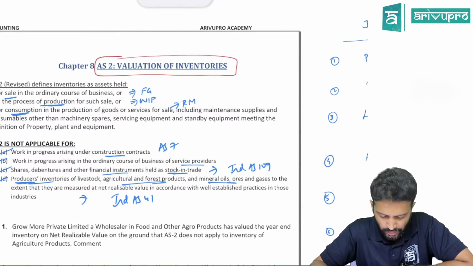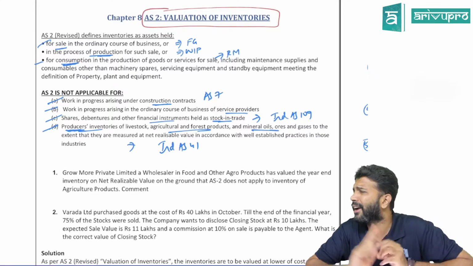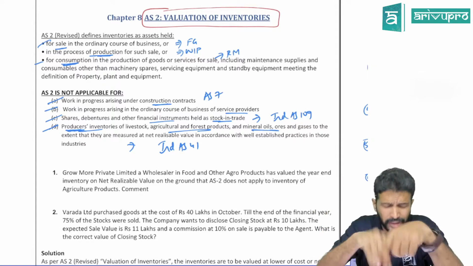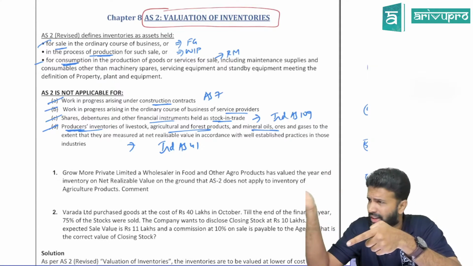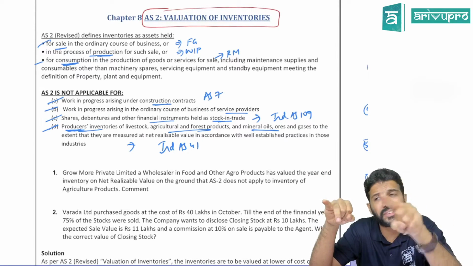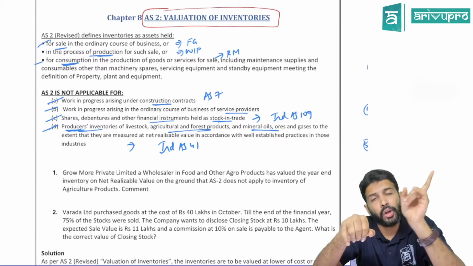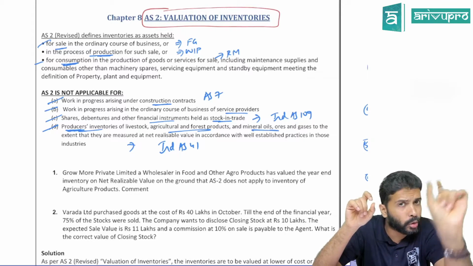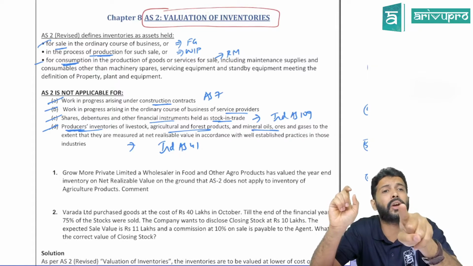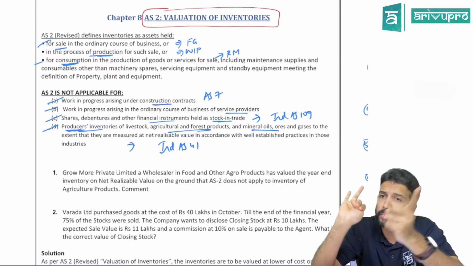You remember it. I think there was one question which we'll take here also. What are those non-applicabilities I told, sir? Work in progress related to construction contracts. Inventory relating to service providers, because another standard is there, Ind AS 115, you'll learn it in CA Final again. And if you have shares and debentures being held as stock in trade, it is not applicable. And then not everybody. Producer's inventory of livestock, agricultural produce, forest produce, mineral ores.